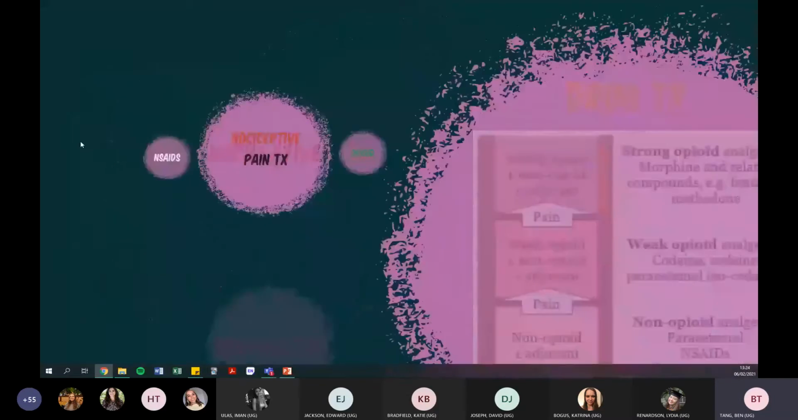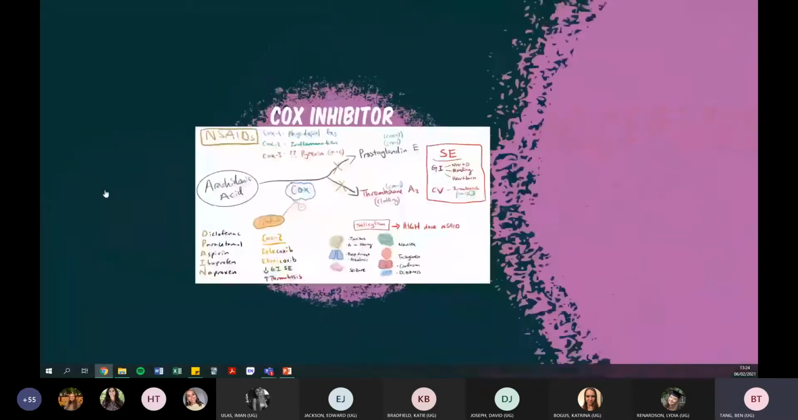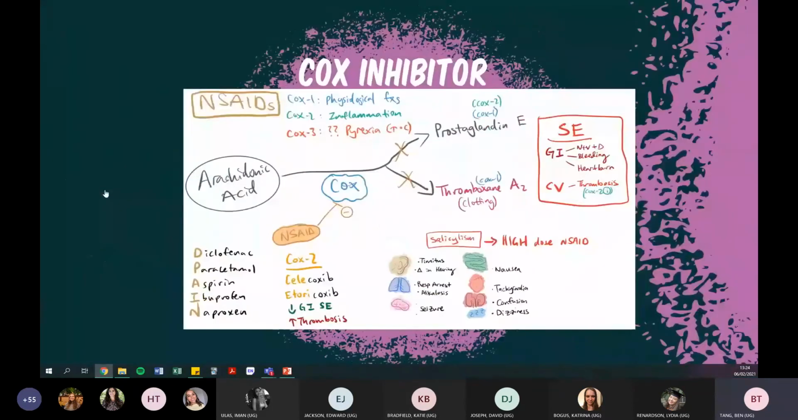So with nociceptive pain specifically, use different medications for each. Nociceptive pain, you have NSAIDs and opioids, right? So we'll just go through what NSAIDs are available. This is, again, a pretty big diagram, but I'll just talk you through it.